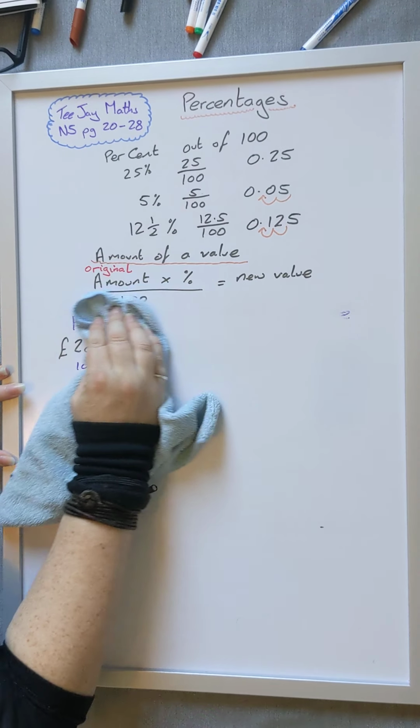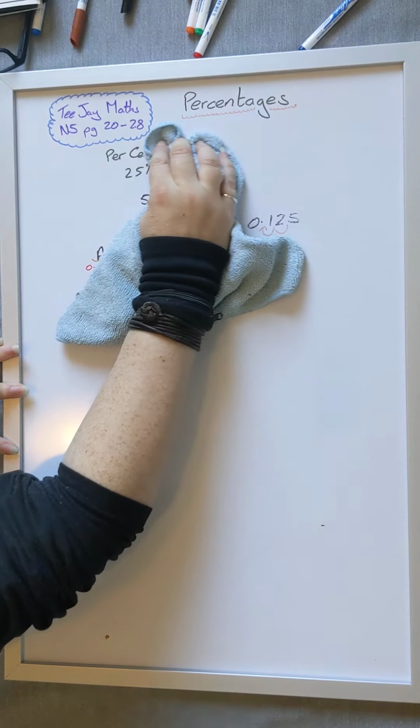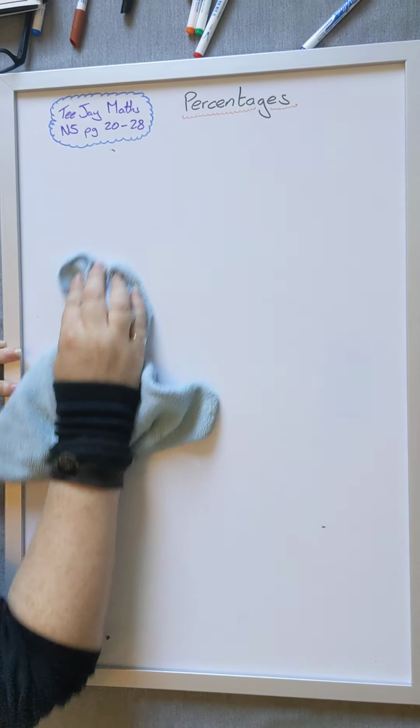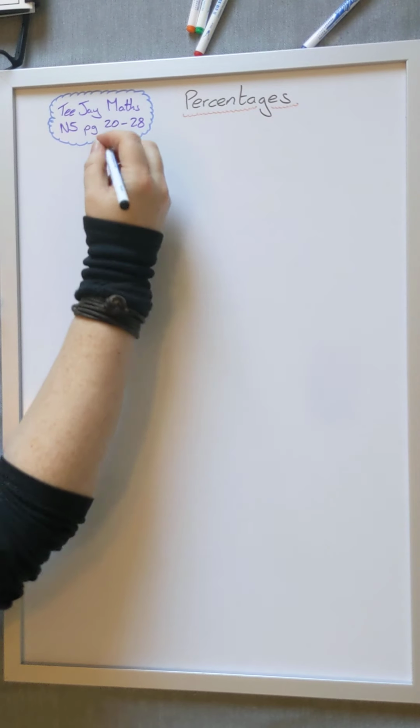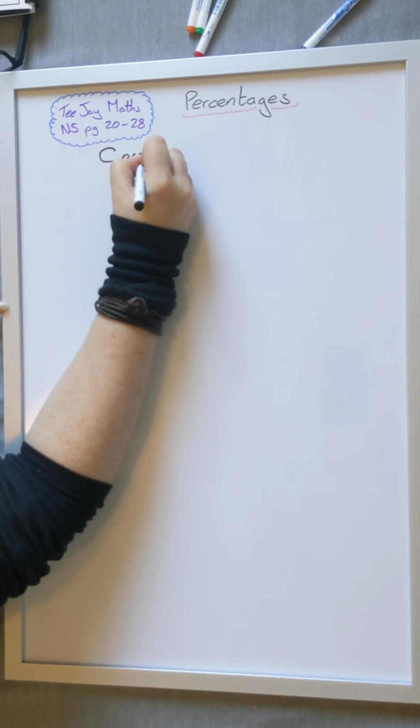Just clear this off. I'm going to need the space. All right. Okie dokie. Now we're going to look at compound interest.